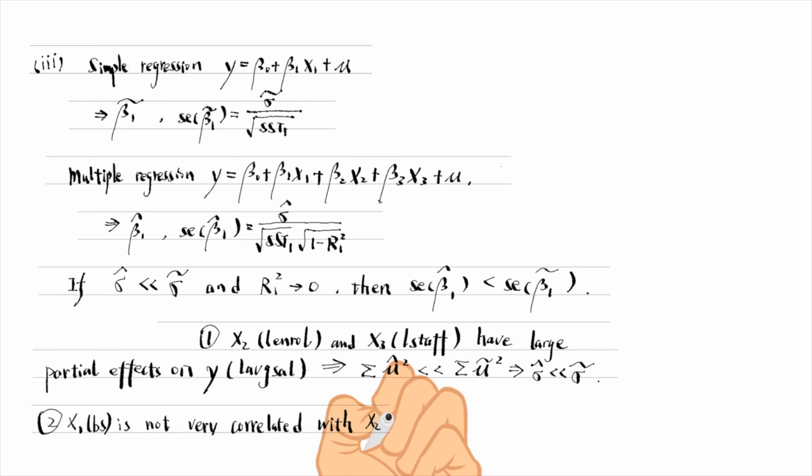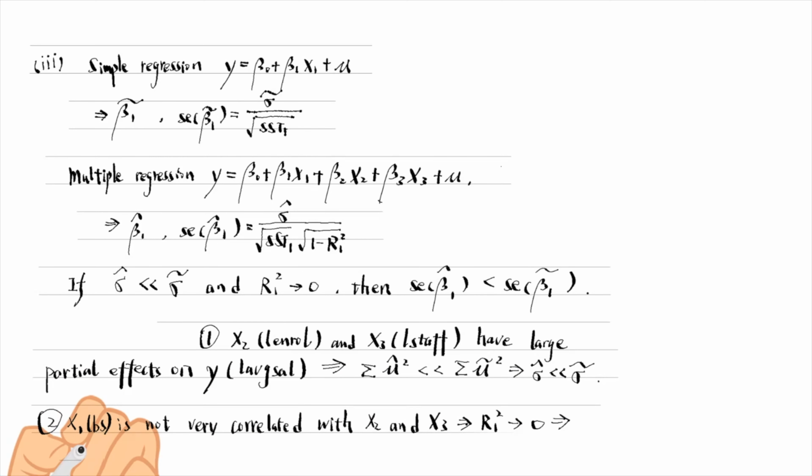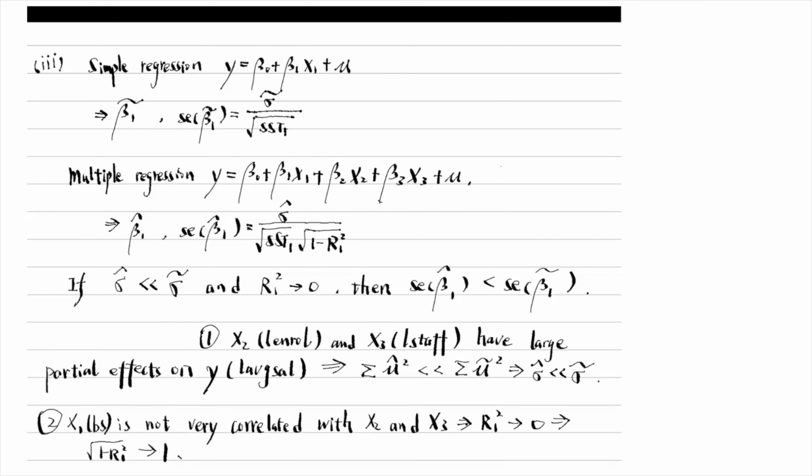Second, the benefit to salary ratio is not very correlated with the enrollment and staff variables. We can see it from regressing BS on those two variables, and the r-squared is tiny. These two factors contribute to a smaller standard error on the benefit to salary ratio coefficient in the multiple regression than in the simple regression. Please refer to the solution to problem 14 of Chapter 3 in the video Introductory Econometrics 15.